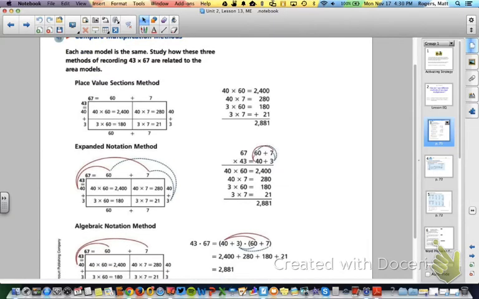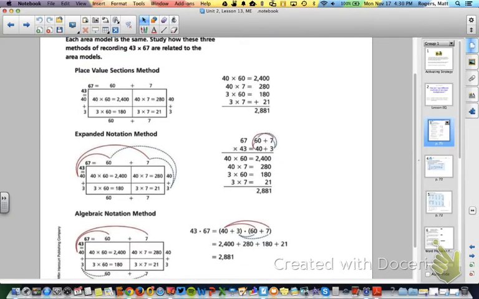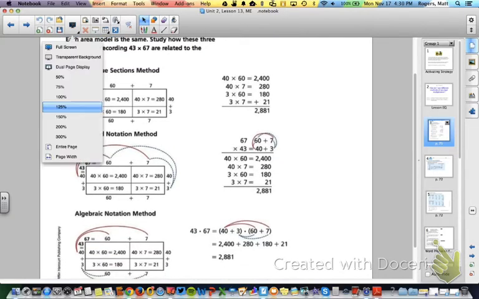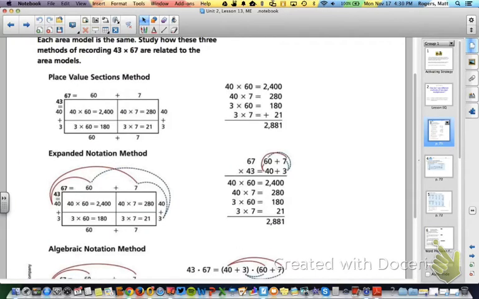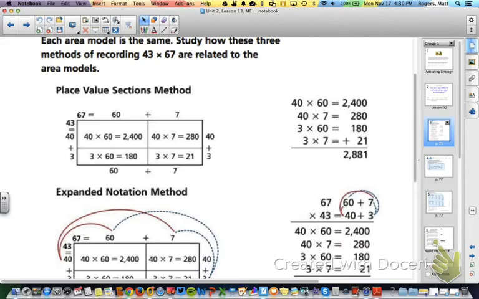Our first method we're going to look at is our place value sections method. I'm going to zoom in real quick on this. Go a little bit further. Our place value sections method has our area model as demonstrated on the screen here. We break it into our place values. So 67 has 60 and 7, and 43 is broken into 40 and 3.